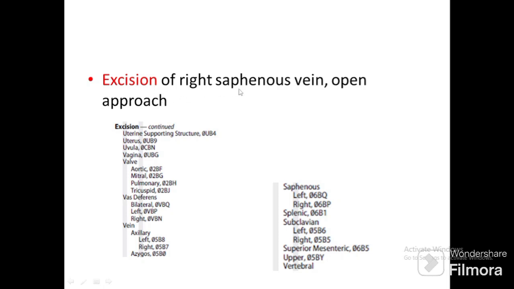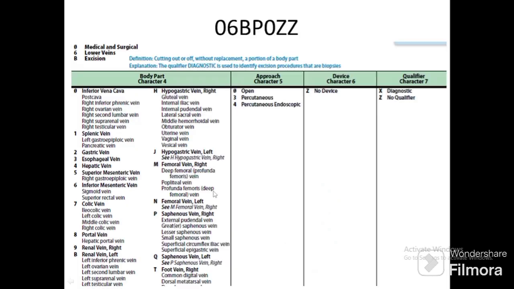So excision of right saphenous vein. Here the root operation is excision. Under excision we search for vein and under vein, saphenous vein. So right saphenous vein. The table will be 06B. In the 06B table, the fourth character is body part. We should search for saphenous vein. So saphenous vein is P here, and the approach is open approach, no device, and no qualifier.